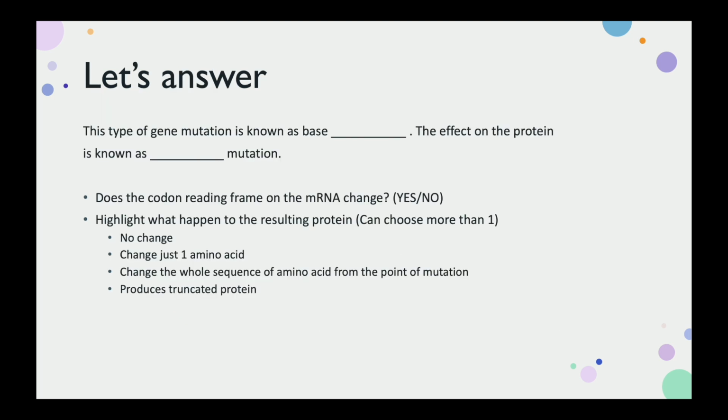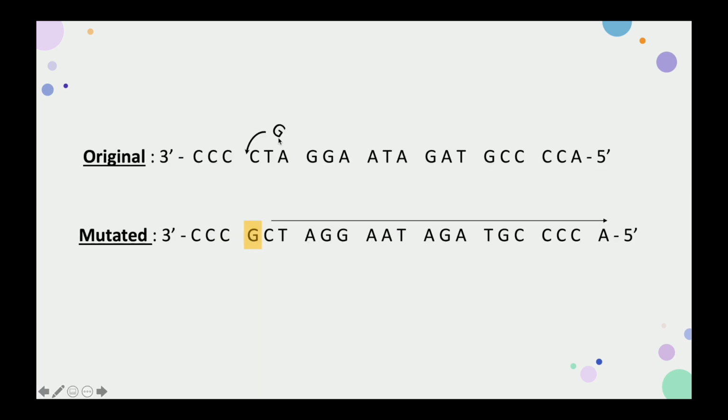Now let's answer. This type of gene mutation is known as base insertion. The effect on the protein is known as frameshift mutation. Does the codon reading frame on the mRNA change? Yes, it does change. As you can see, as an additional guanine is added in between the two cytosines here, this causes the subsequent nucleotide bases to be pushed one base forward, thus shifting the codon reading frame.